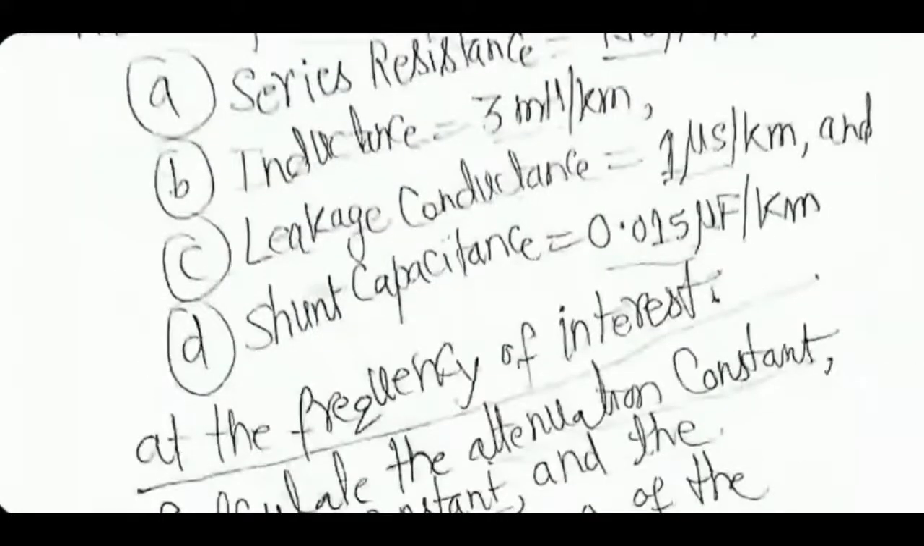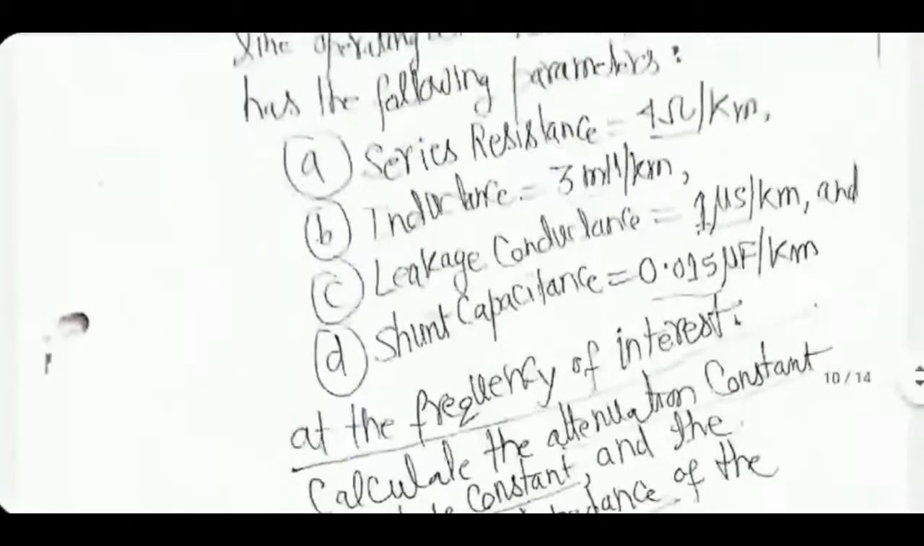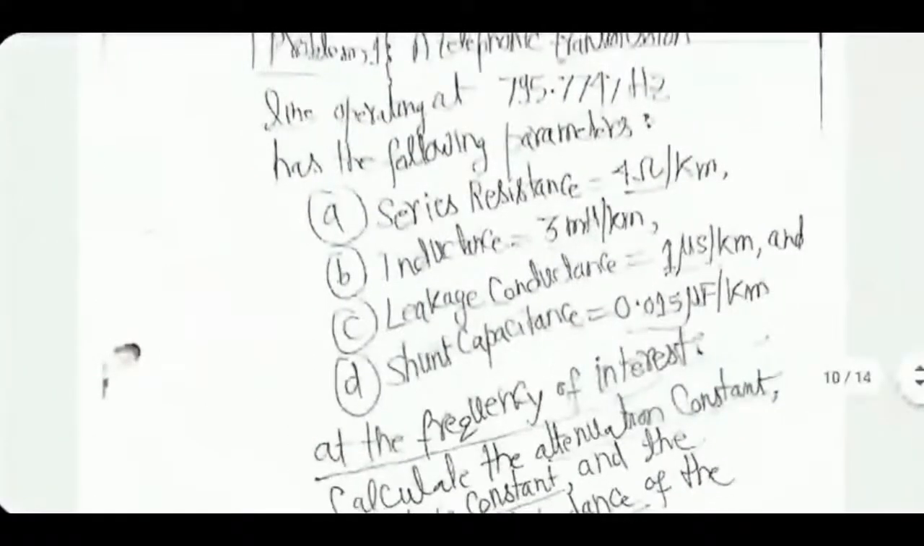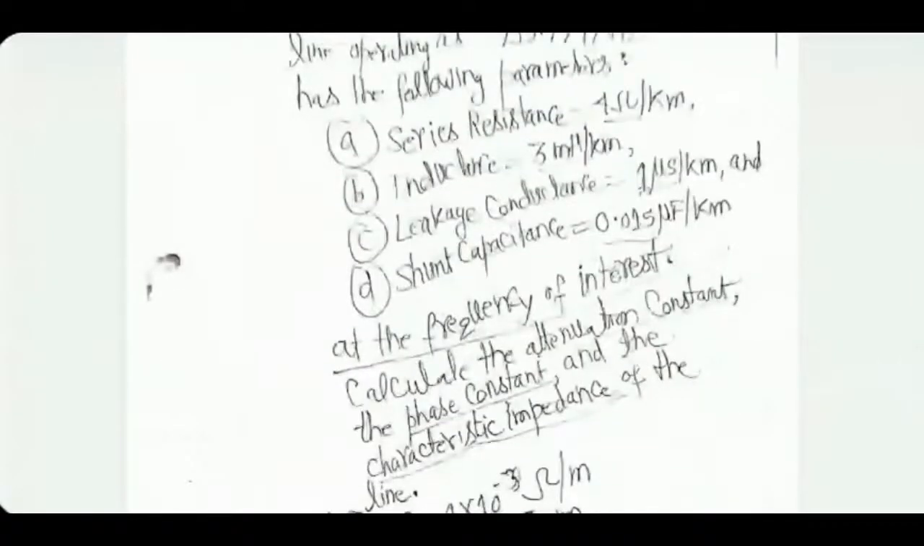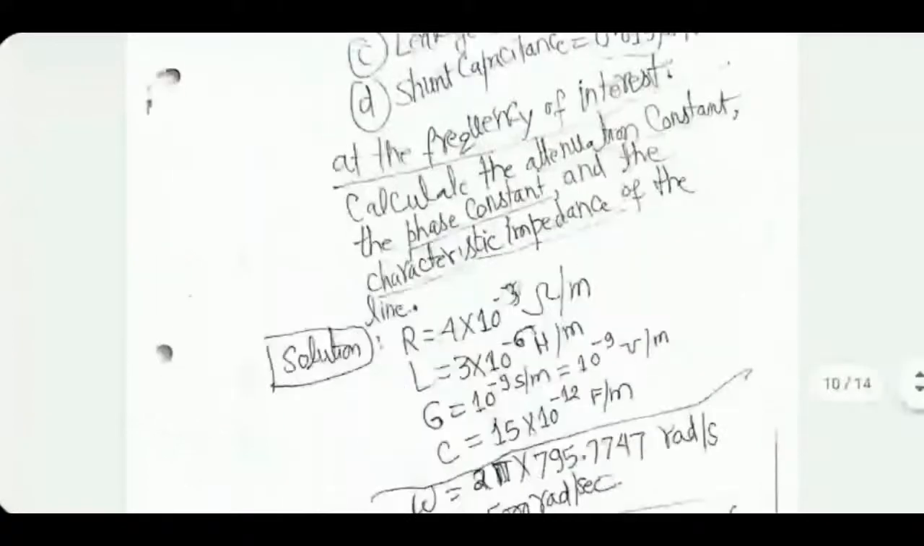The frequency of interest is given, and these values are measured at the frequency of interest. That's what they're saying. So I guess there is some variation in RLGC with frequency in real life. So for our frequency, these are the values. Now the job is to calculate alpha, beta and Z naught. Formulas are there, but I want you to go through the calculations carefully because it is very easy to make mistakes if you're not careful.